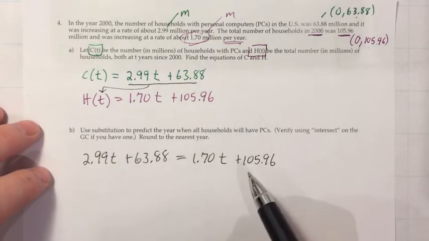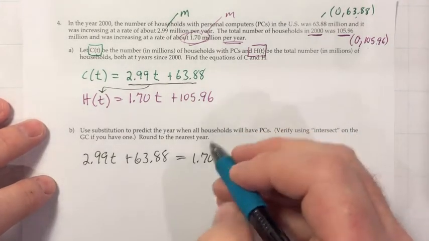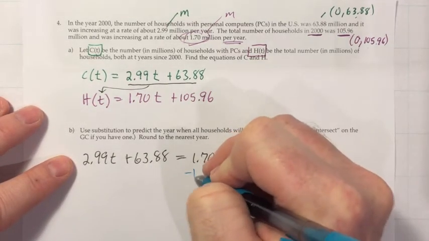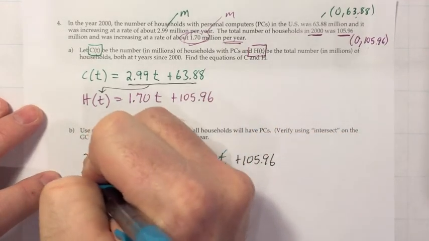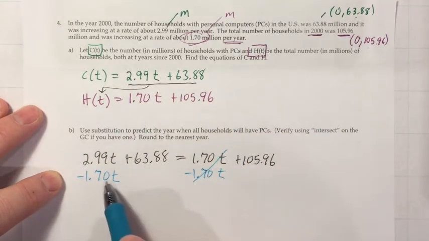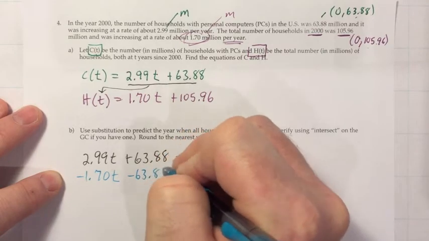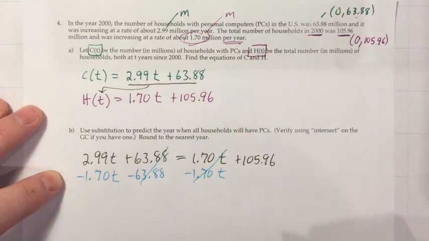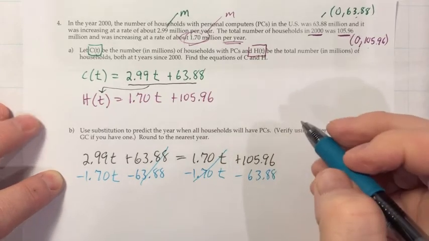So now we just want to do the solving. So we're going to step in there and start doing some rearrangement. So I want the t's on the left, so I'll subtract 1.70t here so that those cancel. I'll do it on the other side to keep things balanced. And then since I'm moving the variable t to the left, I'll move the numbers to the right. So I'm going to subtract 63.88 from here so that those cancel, and subtract 63.88 on the other side to keep things balanced.